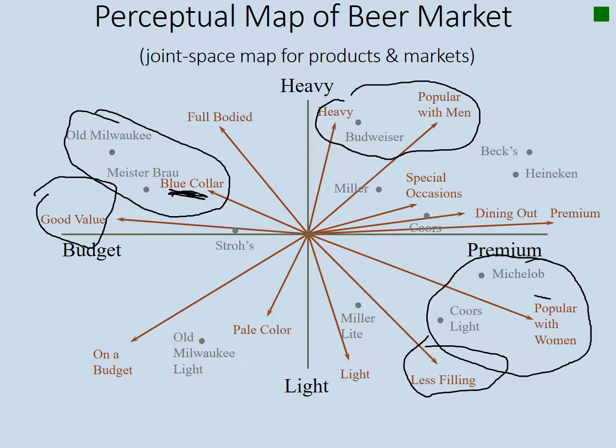And so we can begin to start saying, well, look, if I've got a market segment, say maybe I want to target the blue collar market segment, then I know that my competitors are going to be Old Milwaukee and Meisterbrau. And so I need to think of them as my direct competitors, and I need to see how I can compete with them for this market segment's dollar. And that's how I approach this.